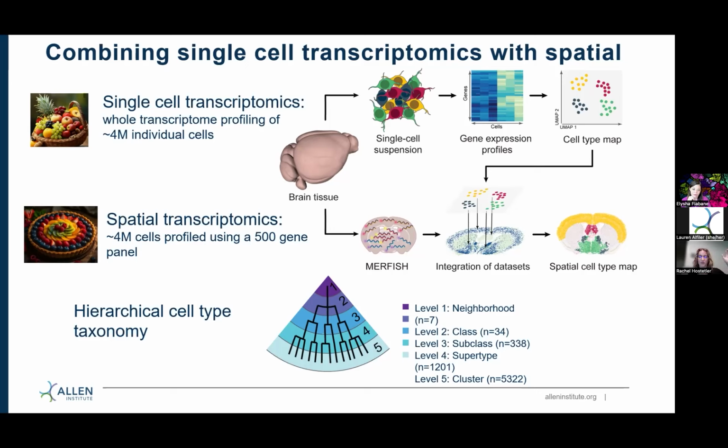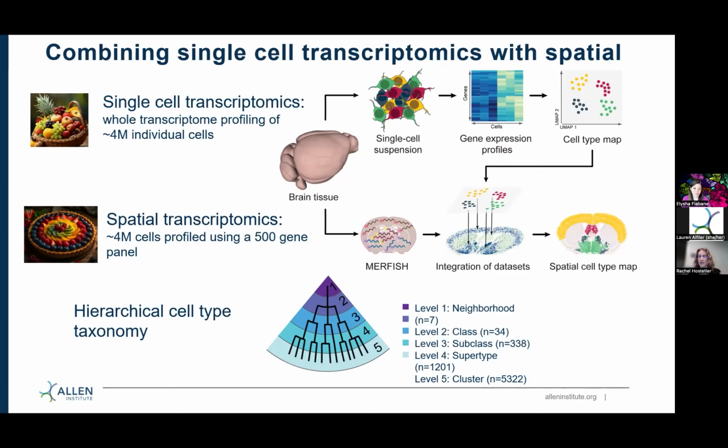So we have our highest levels of organization. Those were called neighborhoods. There were 7 neighborhoods identified. Then below that, we had classes. There were 34 classes. Below that, we had subclasses, supertypes. And then at the very end, at the very bottom of our hierarchy, we had over 5,000 clusters of cell types in the mouse brain that were identified using these techniques.